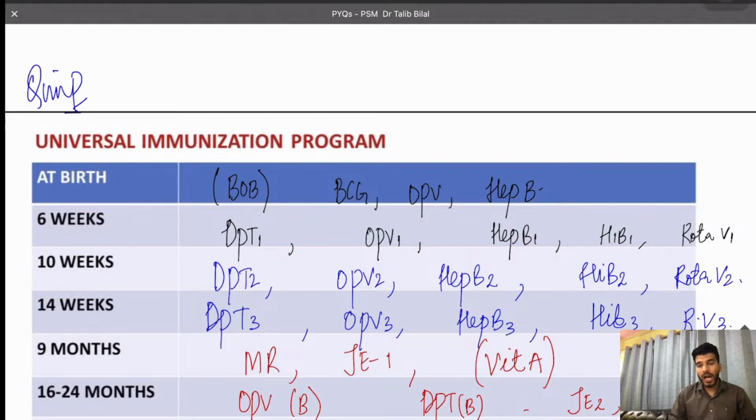Okay. After that, miliary TB. Miliary TB is a side effect of which vaccine? Tell me. BCG. That goes with the BCG. Okay? Let's go.